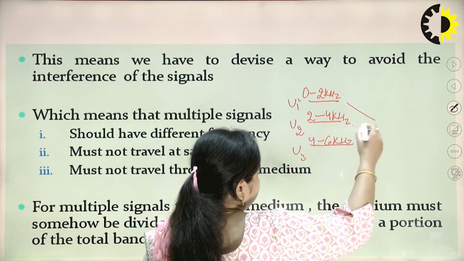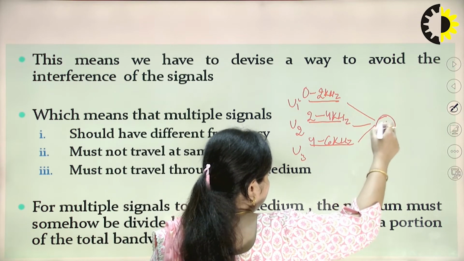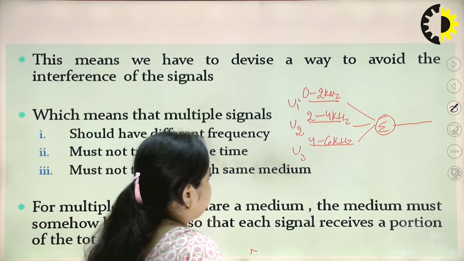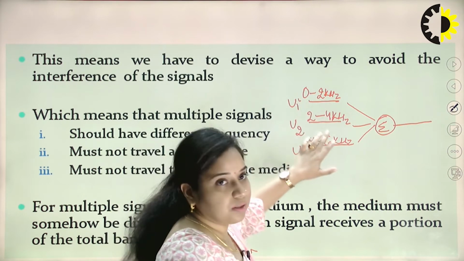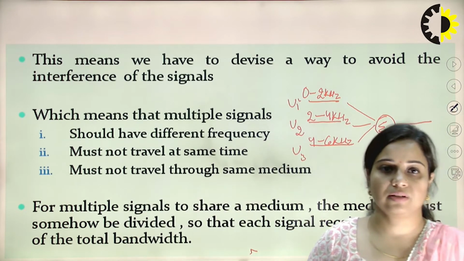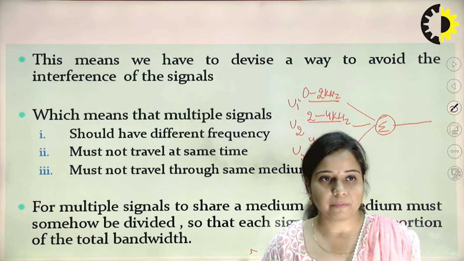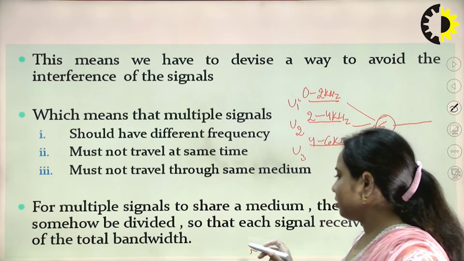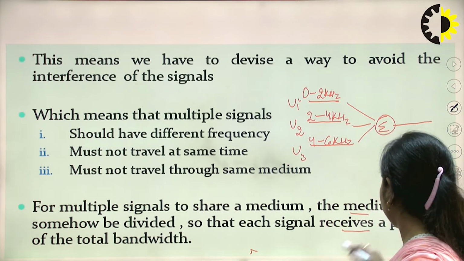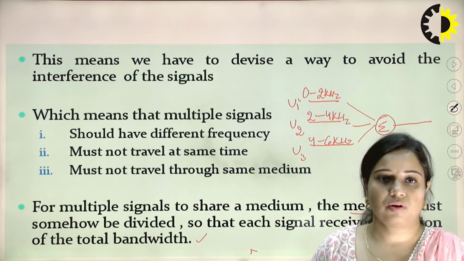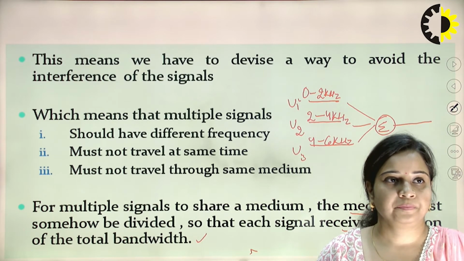The signals will be multiplexed together, and then a combined signal will be generated. This means that a different set of frequencies is allocated to different users to avoid intersymbol interference. So, for multiple signals to share a medium, the medium must somehow be divided so that each signal receives a portion of the total bandwidth. That is the case of multiplexing.